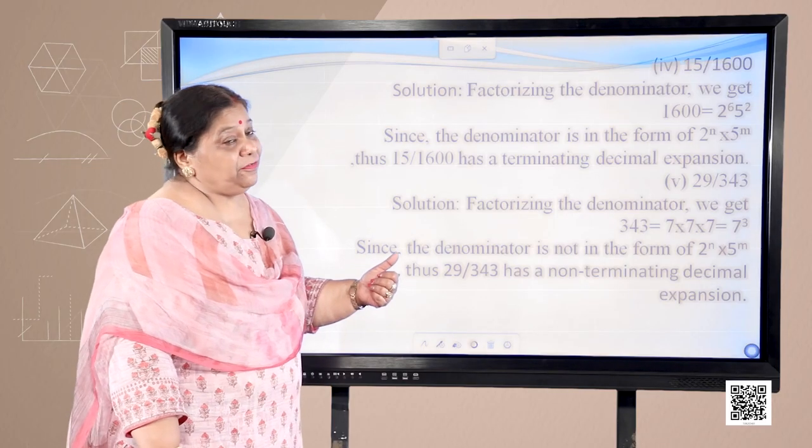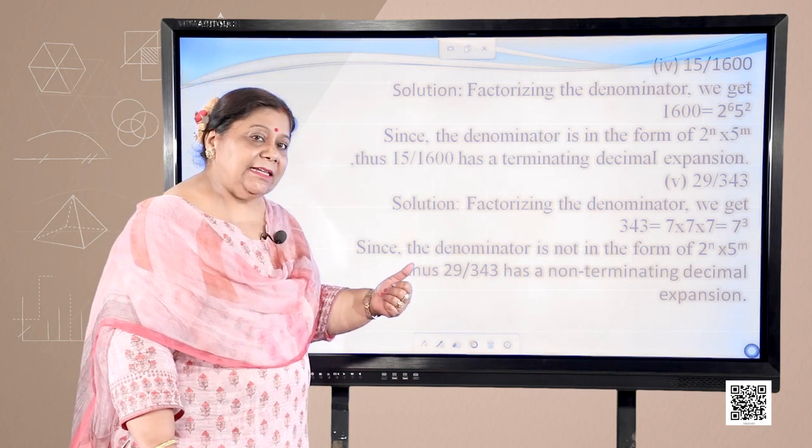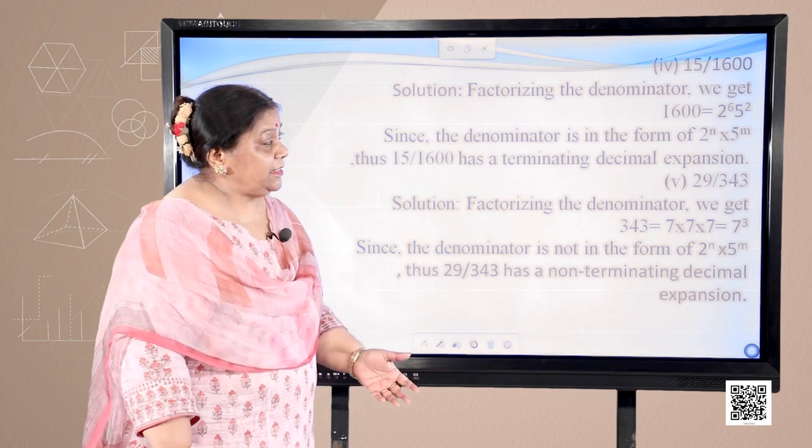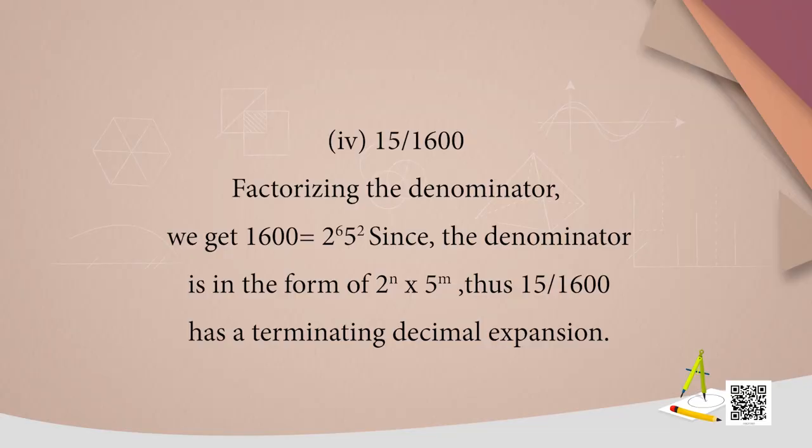Next question is 15 divided by 1600. Here, factorizing the denominator, we get 1600 as 2 to the power 6 into 5 to the power 2. Since the denominator is in the form 2 to the power n into 5 to the power m, thus 15 upon 1600 has a terminating decimal expansion.